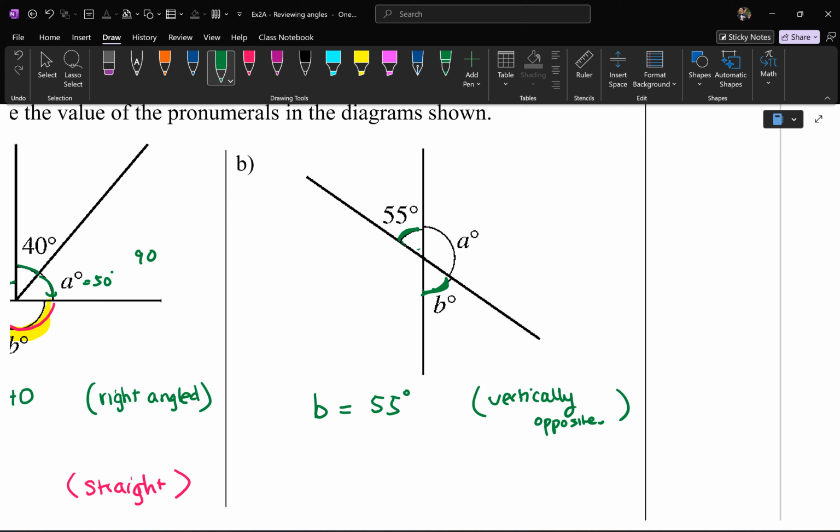Alternatively, Josh had another idea, which also works too, but you have to find out A first in order to find out B using his method. So to find A, how do you find A then? A is clearly an obtuse angle. It's bigger than 90 degrees. But what do I do here? Belinda?